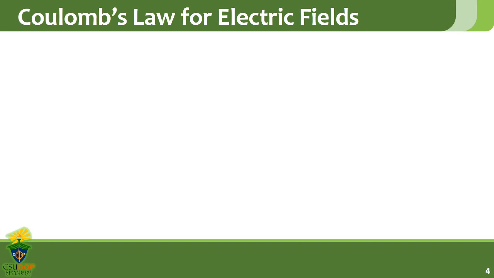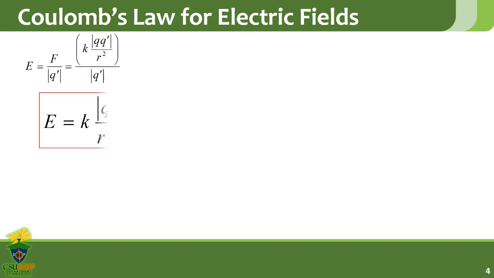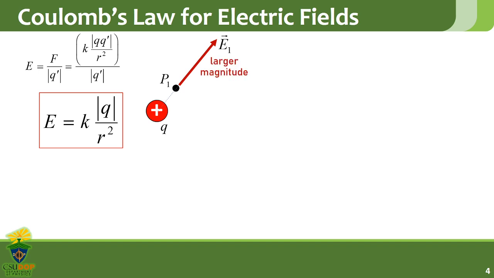Let us now technically define the electric field in terms of Coulomb's law. Similar to electric force, the electric field is directly proportional to the magnitude of the source charge. It is also inversely proportional to the square of the distance from the source to the point where you want to measure the field. The electric fields at points closer to the charge will then have larger magnitudes as compared to points that are far from the charge.